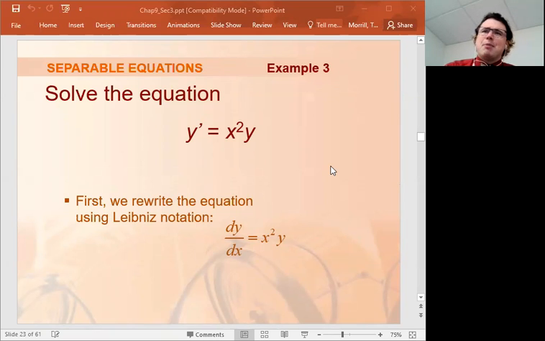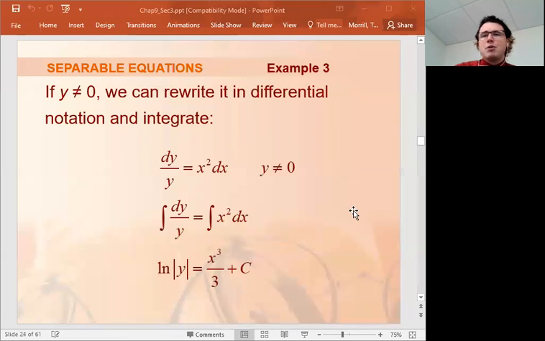Well, if we're going to do this multiply on both sides trick, then I really do need that Leibniz notation. So I will say that dy on dx is equal to x squared times y. This is one of the first places that we're seeing one of the notations being more useful than another. So if this equation is true, then it must be true that dy divided by y is equal to x squared dx, so long as y isn't 0.